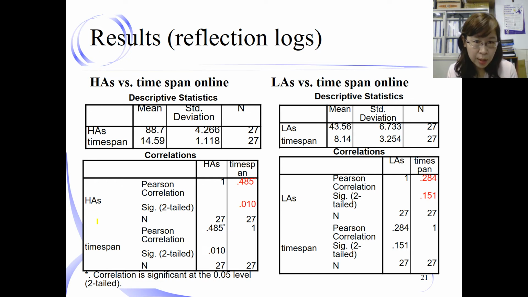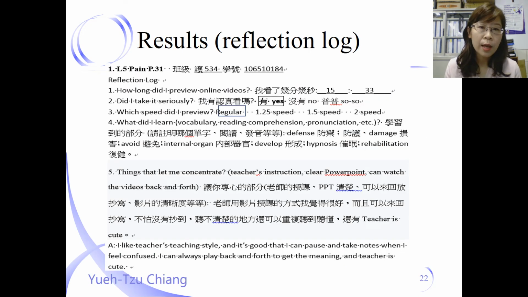high achievement students, the Pearson correlation shows a significant effect, significant differences, and also a moderate correlation between these two items. However, as you could see from the low achievement students, there are no significant differences, and there's a low correlation with their time spent online. Okay, so this is an example of the reflection log.